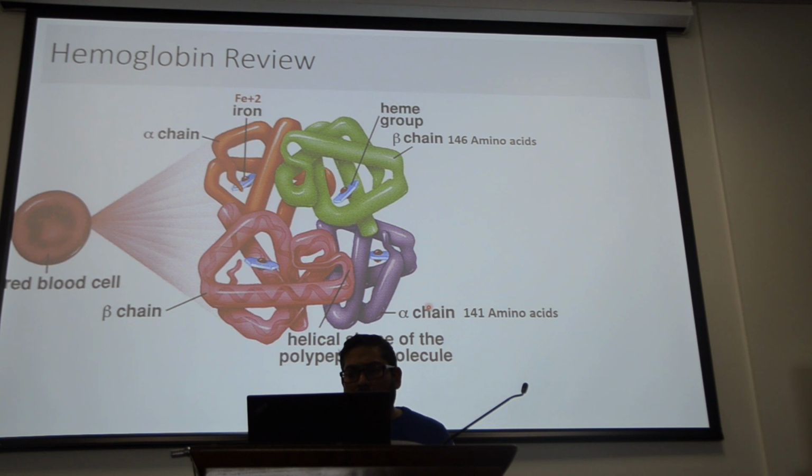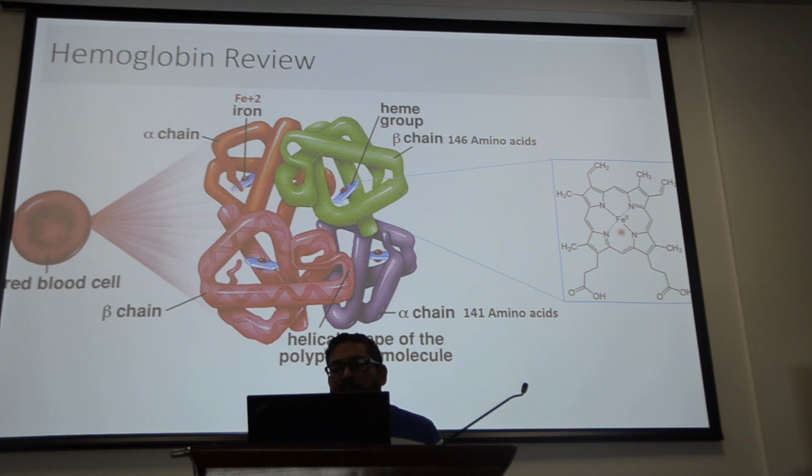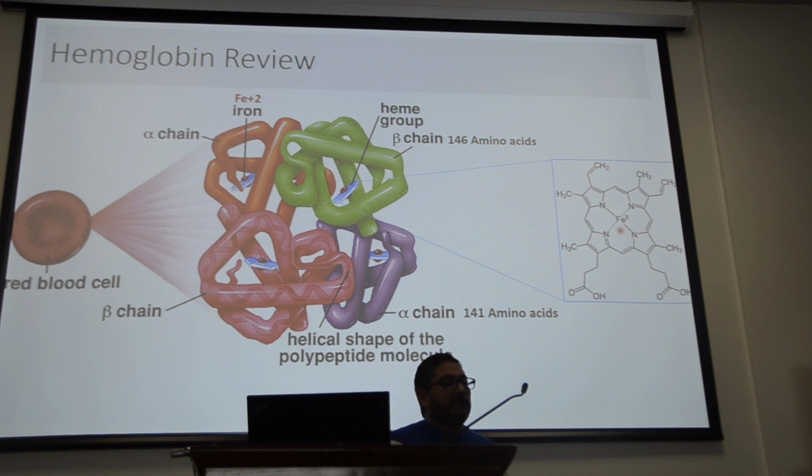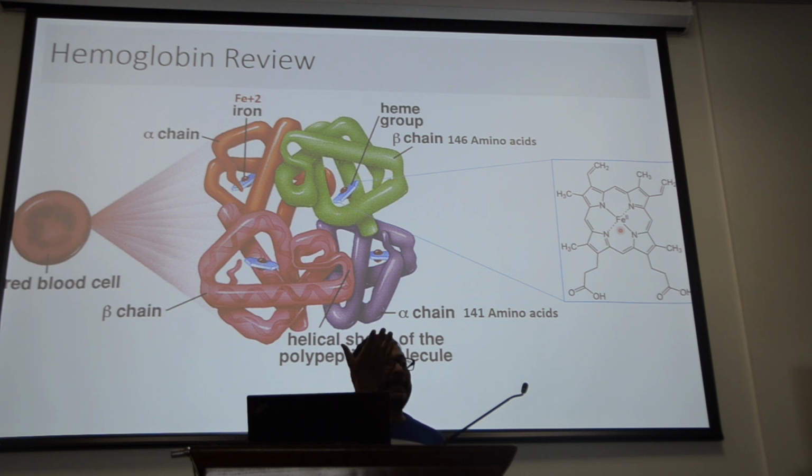Now, what the heme group looks like is a protoporphyrin ring with ferrous iron, Fe+2, in the center. As long as iron is in its ferrous state, Fe+2, it is able to bind to oxygen molecules. The moment it gets oxidized and becomes ferric, Fe+3, it is not able to bind to oxygen anymore. That is called methemoglobin.